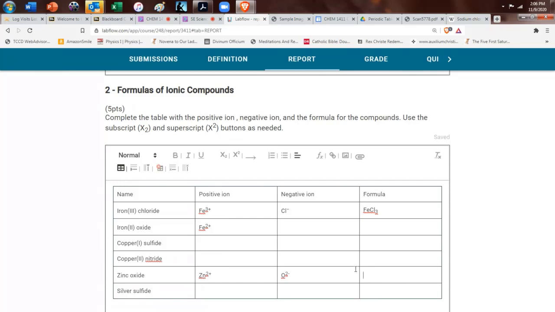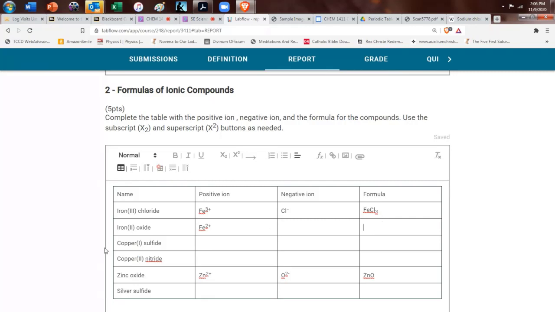If the charges are already the same, they're already balanced, you only need one of each. The formula for this one would just be ZnO. And so just fill out the ions using the periodic table for the nonmetal ions, and for the transition metal ones, just go ahead and slap in that charge it gives you. Copper 1, 1 plus. Copper 2, 2 plus.